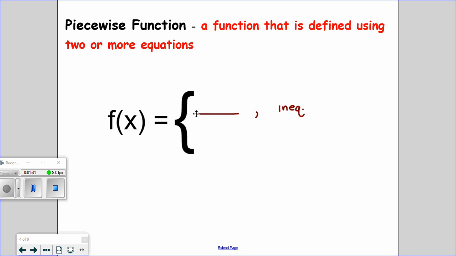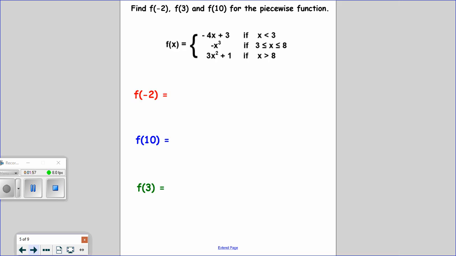Today we're going to look at evaluating them. So at the beginning of class today in our warm-up, it's called evaluating. We were plugging in values to our function. That's all we're doing today, is plugging in values to our function. But when it's a piecewise, you have to pay attention to which function, or which part of the function.